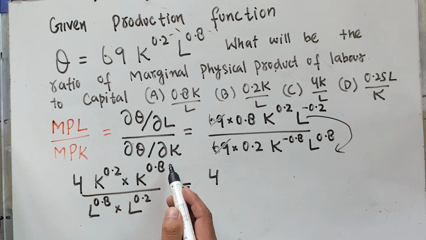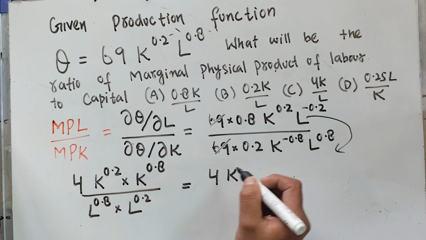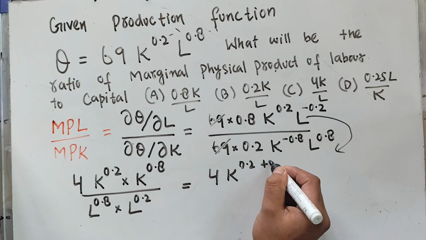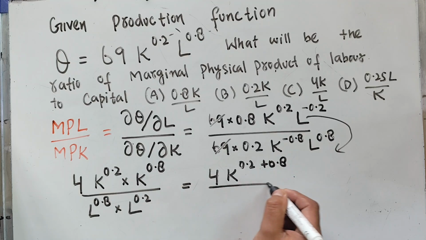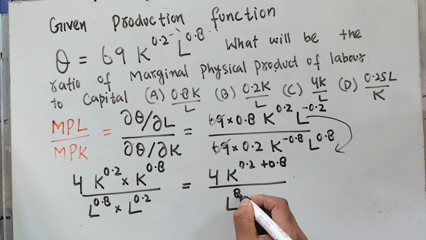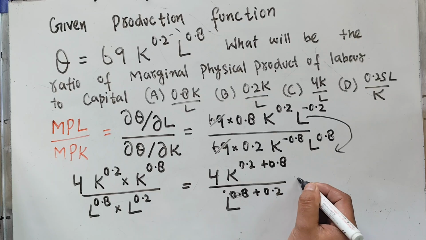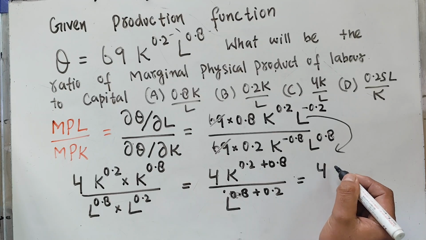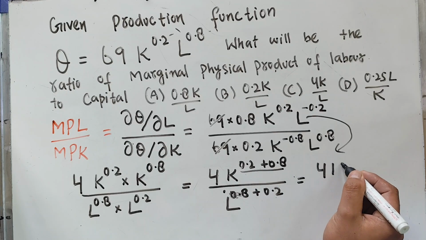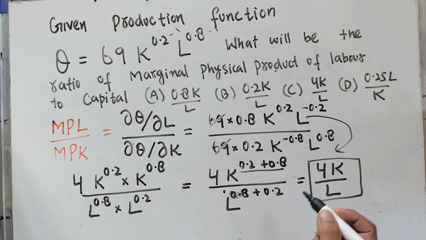Bases are the same, so we can add the exponents here. So we get here K raised to the power 0.2 plus 0.8. Likewise, here the bases are again the same, so we can add the exponents. So we have 0.8, and let me write it properly, 0.8 plus 0.2. So we will get here 4. So this sums up to 1. So we can write 4K divided by L. This will be the ratio of the marginal physical product of labor to capital.